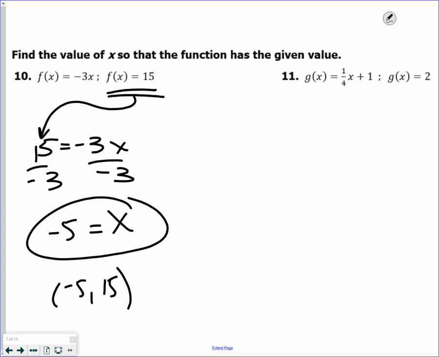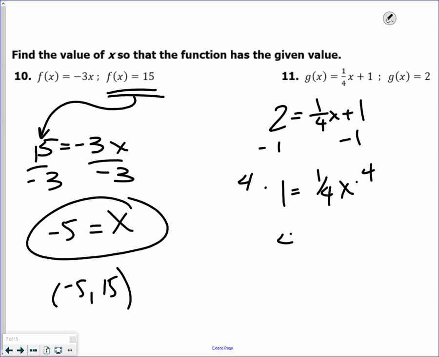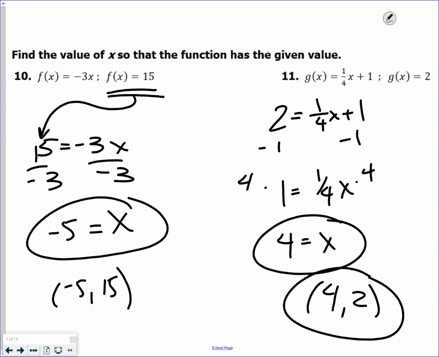Next one, all the way over here, again, you're given the y, or the g of x value. Using a little algebra skills here now, I'm going to solve this equation and multiply both sides by 4. So I get x is 4. Again, if you want to write that as a point, you'd be talking about the point 4, 2.